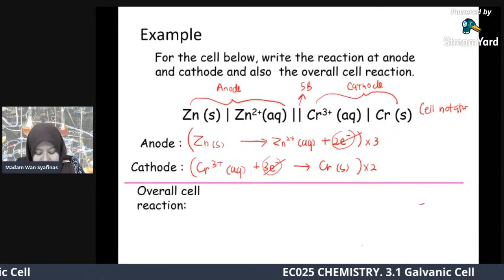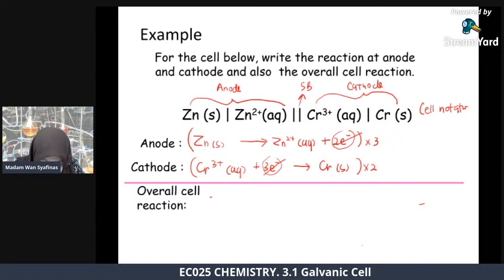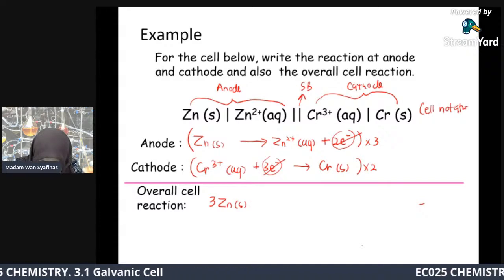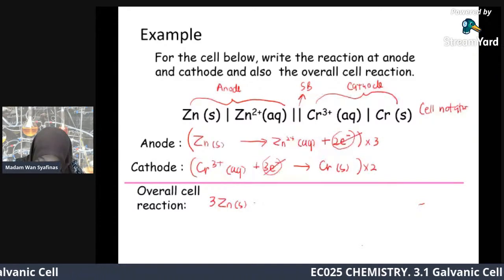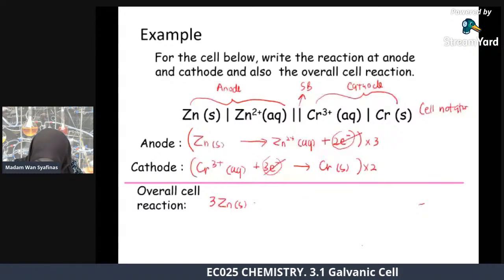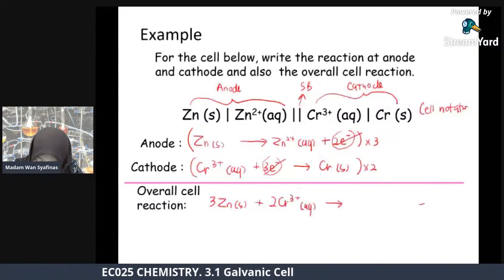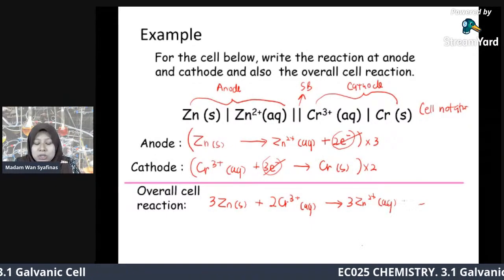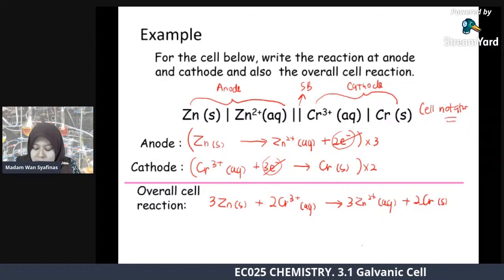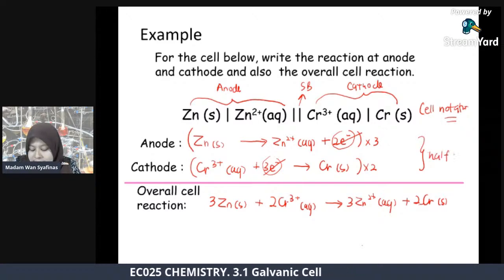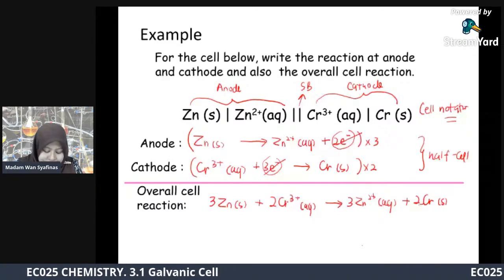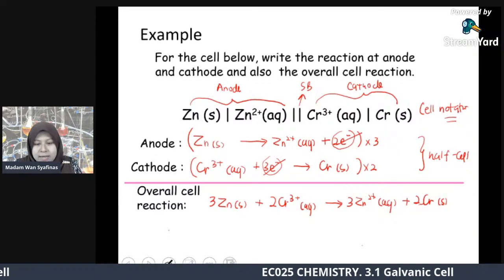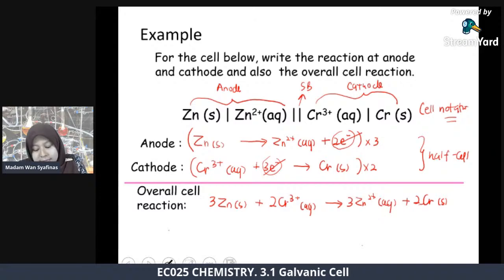Then for the overall cell reaction, we can write 3 zinc solid plus 2 Cr3 plus aqueous, produce 3 zinc 2 plus aqueous plus 2 chromium solid. Okay, so that is converting from cell notation into half cell and overall cell reaction. Okay, so then we go for another learning outcome.